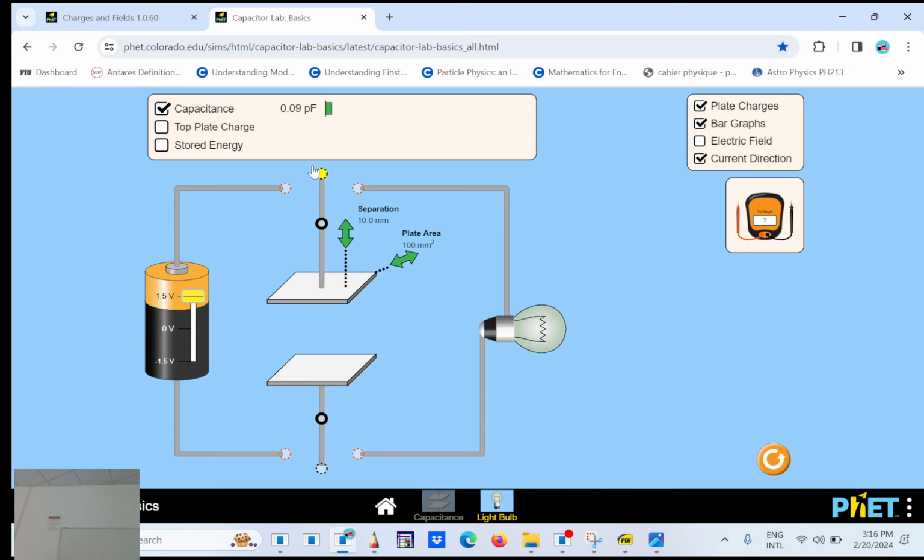I forgot which way to do it. I think it's polarized. So I'm gonna charge the capacitor. Okay, so it's gonna charge. Do you see how the voltage is gonna increase? 1.4. Do you see how it's changing? 1.7, it's about 2.